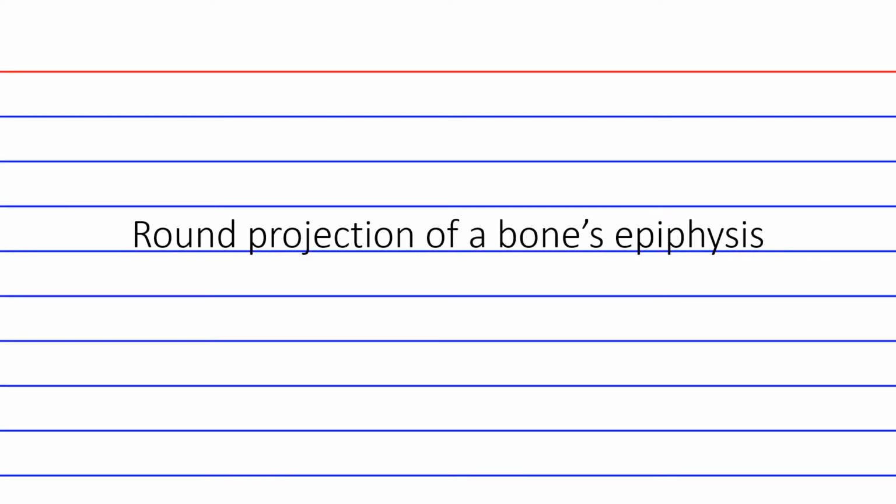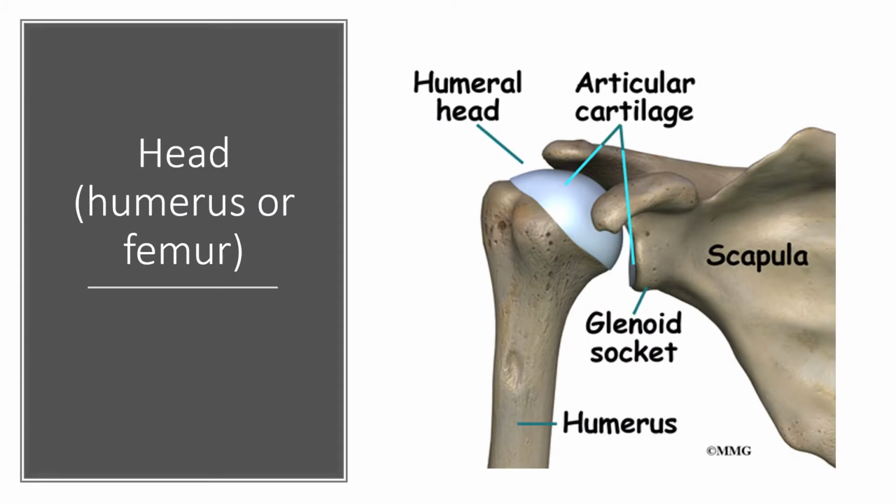This is a round projection of a bone's epiphysis. The answer is a head. Best examples of a head are in both the humerus and the femur. The head of the humerus articulates with the glenoid fossa. The head of the femur articulates with the acetabulum.